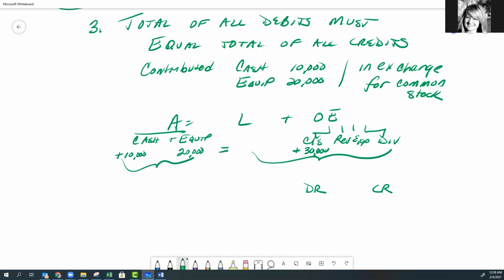So what do I mean by that? Well, our cash increased, so we're going to debit cash by 10,000. And our equipment also increased, so we're going to debit it 20,000. And our common stock increased by 30,000. Now we'll talk about whether debits or credits increase or decrease accounts here in a moment.